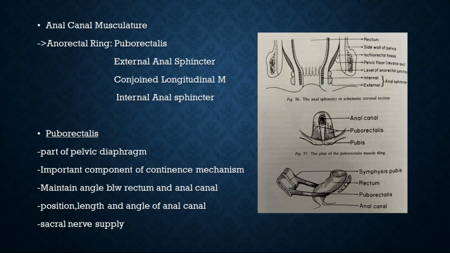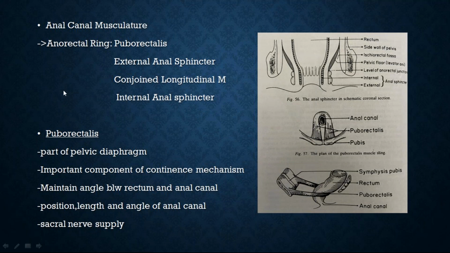So the anal canal musculature consists of the anorectal ring, internal anal sphincter, and external anal sphincter. Okay, so the anorectal ring, what is this? It is very important, because of this our continence is maintained. You can see this is the pubic symphysis, this is the rectum, this is the anus. So it is a band-like structure or a sling-like structure.